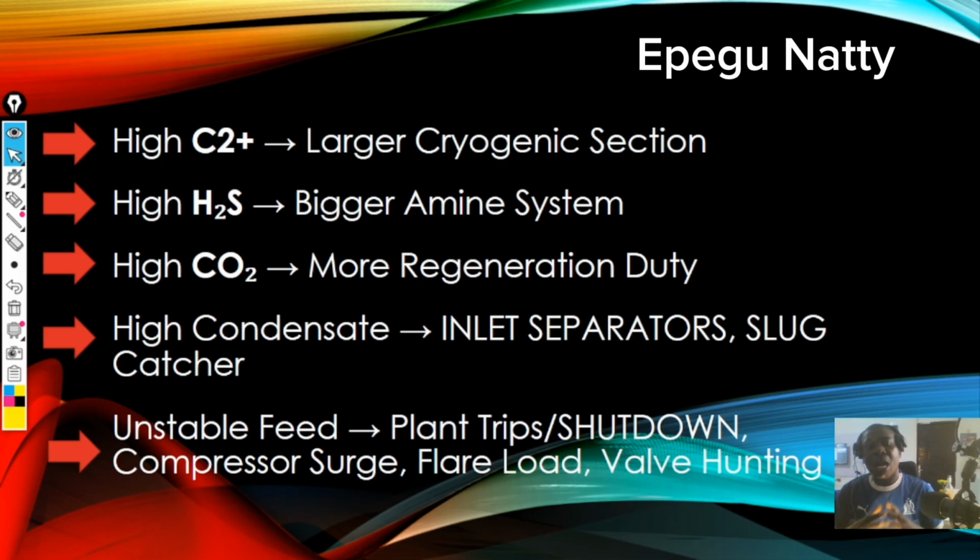If you have high C2 plus, you know that you are supposed to have a larger cryogenic system, because a higher C2 plus includes ethane, propane, butane, and you're going to be getting a lot of LPG and all the rest. So your cryogenic system is going to be a bit bigger to accommodate this.